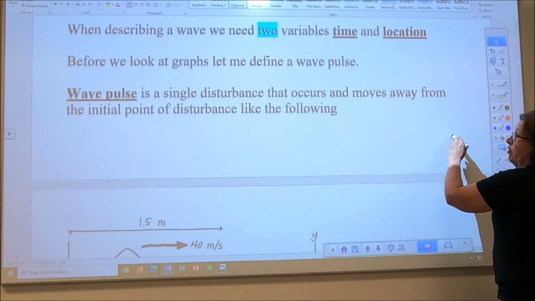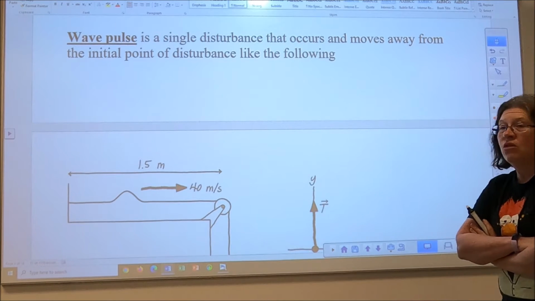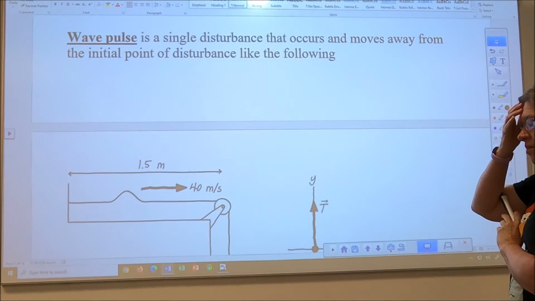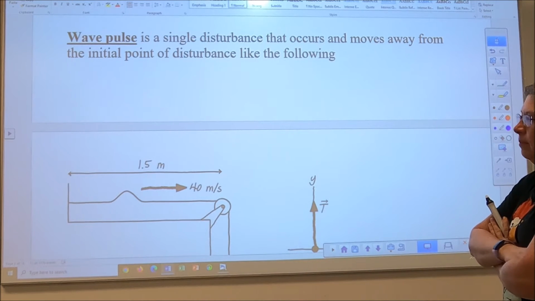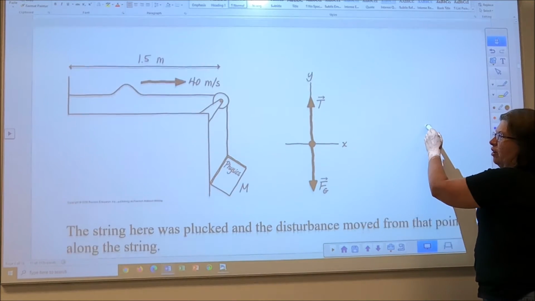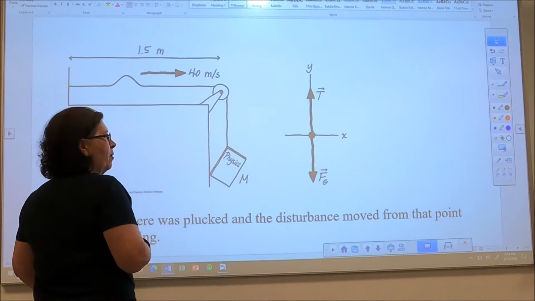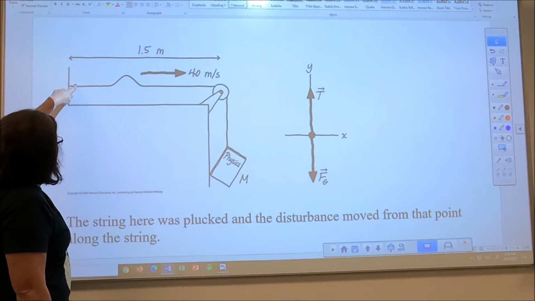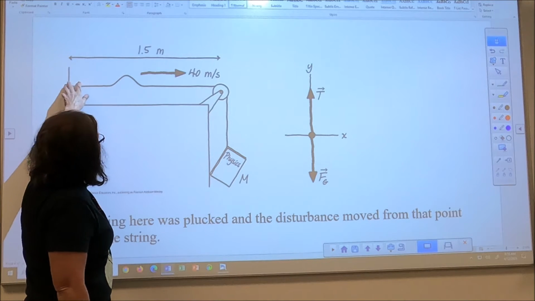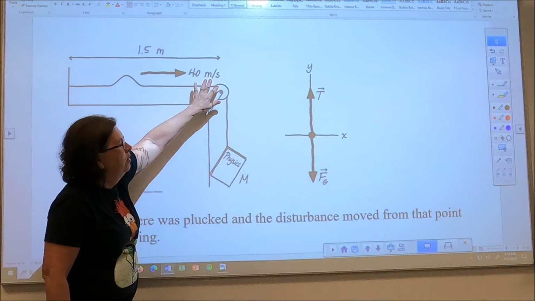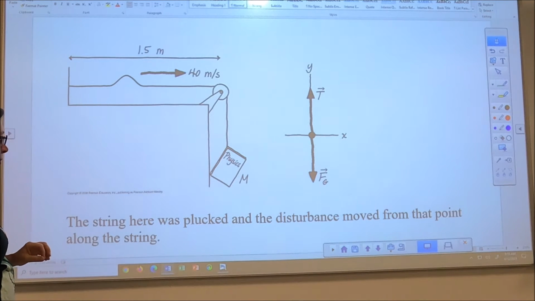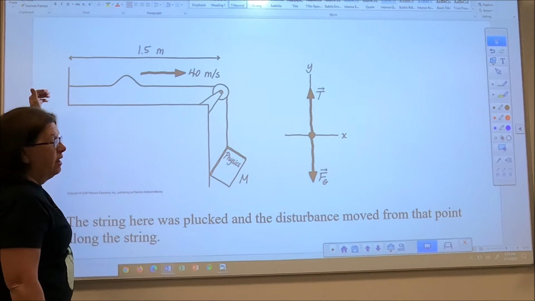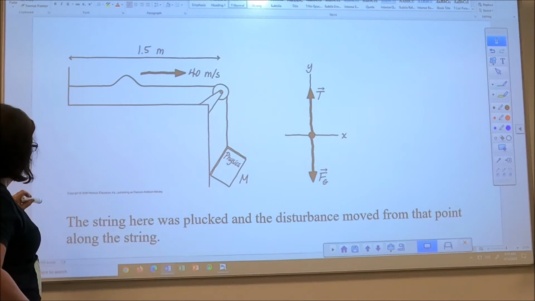Now, let's talk about a wave pulse. A wave pulse is a single disturbance that moves away from the initiation point through the medium. Okay? So if we were to look at a string here, going over a pulley, weighted down by your physics book because you decided that's what you want to do with it. If I were to pluck this string, just come here and go boing, that one disturbance would move down the string. That's a wave pulse. Now, if I kept repeatedly plucking it, I would cause something different, but we're looking at a single wave pulse.